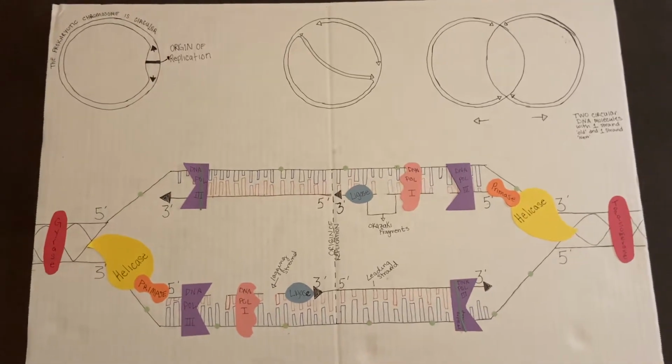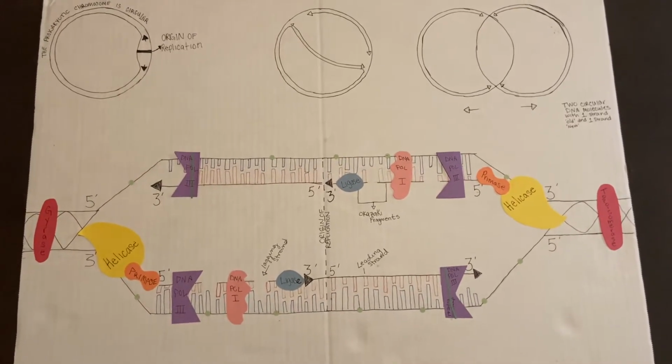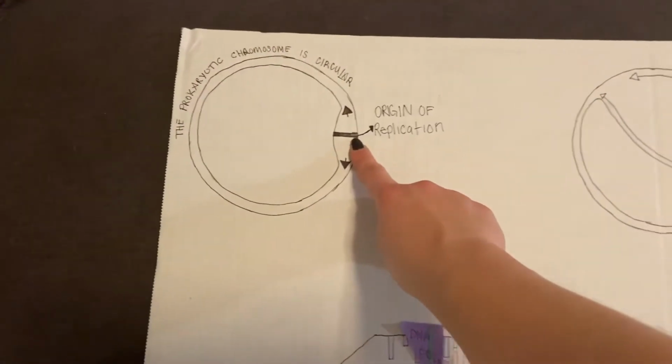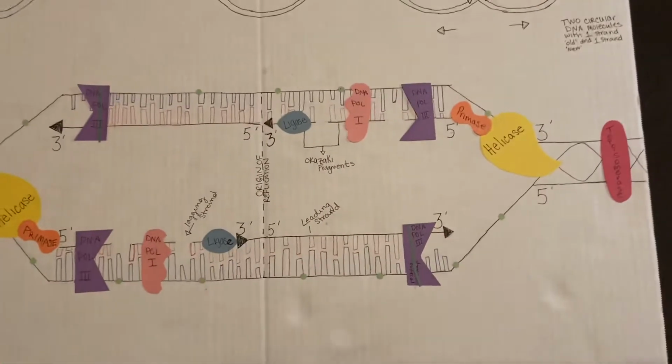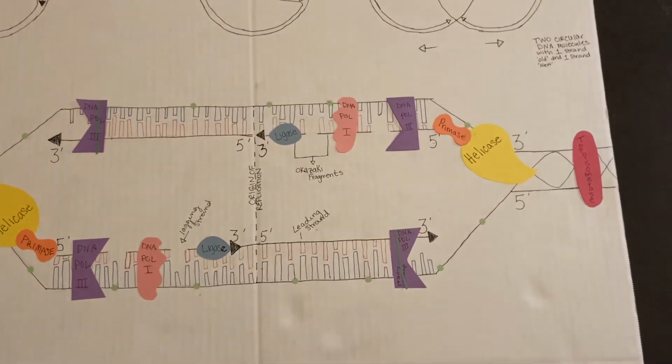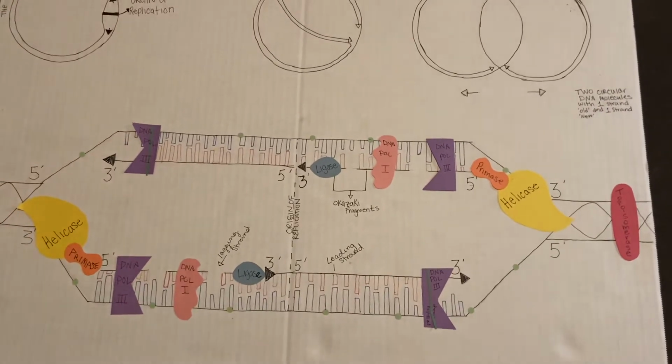This is going to be on the prokaryotic replication fork. We'll start with our origin of replication, which is here and also here. The origin of replication is going to be a specific nucleotide sequence that allows a certain protein to bind to it to start the replication process.